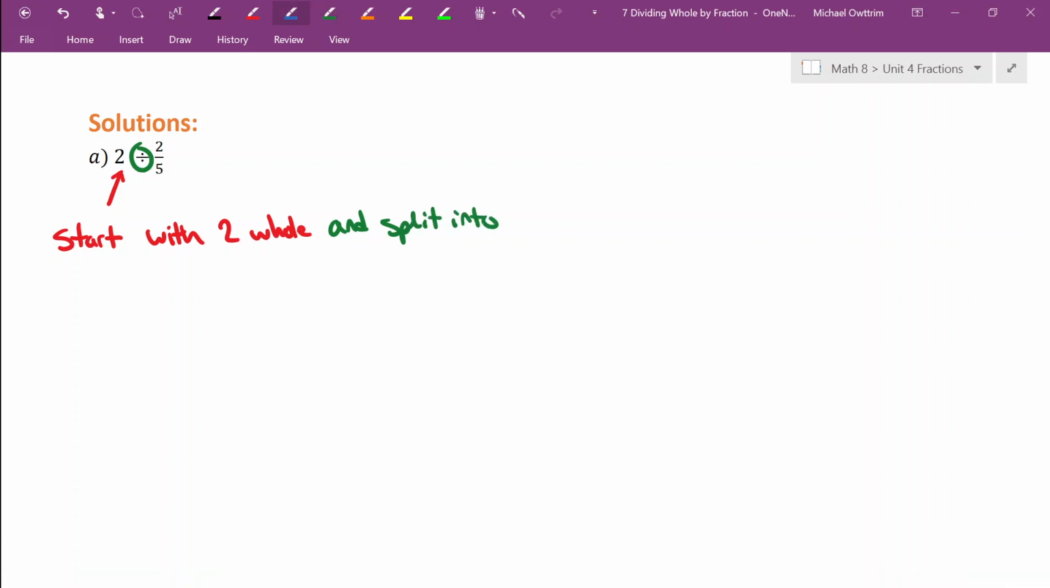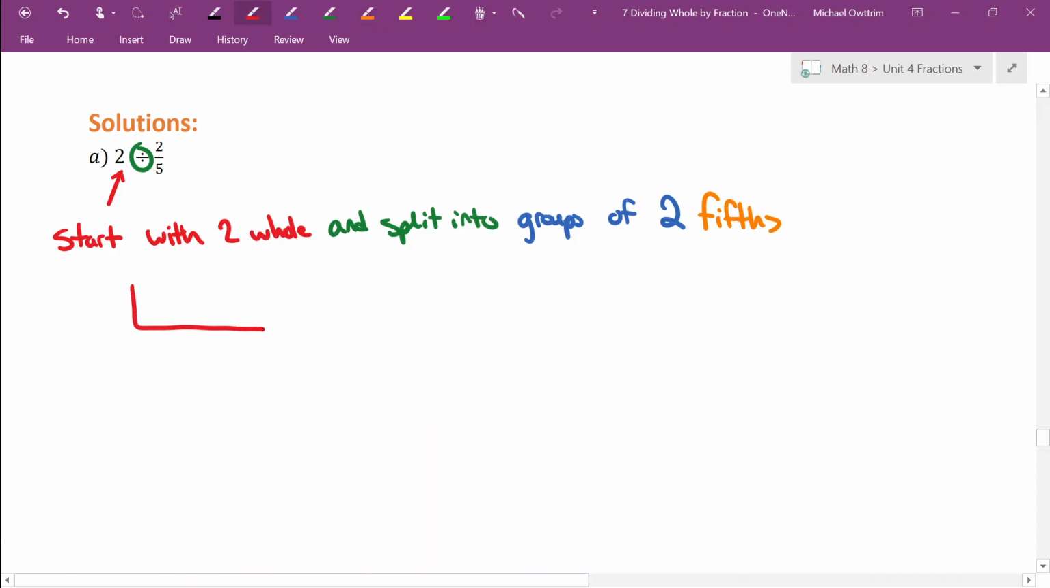And with our second number being a fraction, we're not going to be able to split those into a fraction amount of groups. So we're going to split it into groups of our fraction. And the amount in that fraction is our 2. And the bottom just tells us what shape those things are. So they're fifths each. So let's go ahead and draw our two wholes.